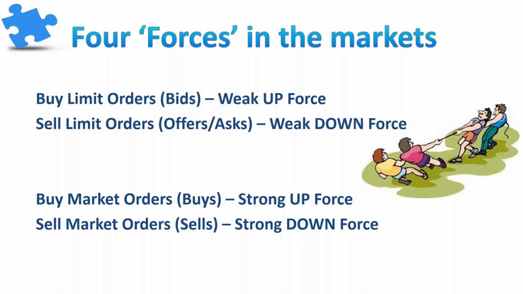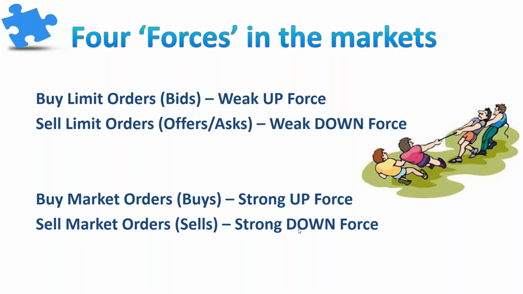So instead of looking at the markets as an auction, think of them as four-way markets. In other words, there are four forces at play in the markets that impact the movement and the overall direction. These forces are buy limit orders. You all know what a limit order is, right? That is what we call the weak up force. We've got sell limit orders, which are the weak down force. We've also got buy market orders, which are a strong up force, and sell market orders, which are a strong down force.